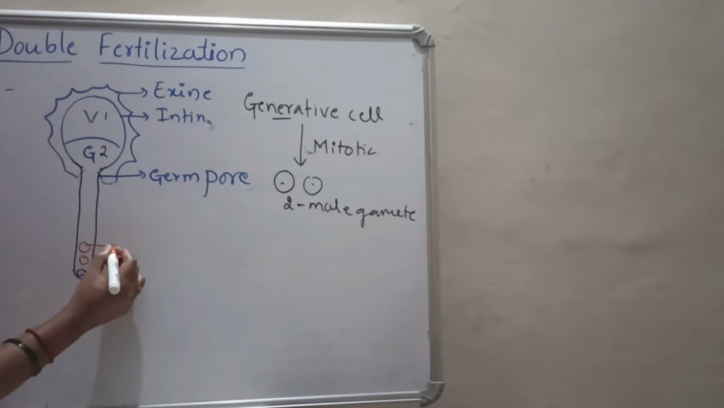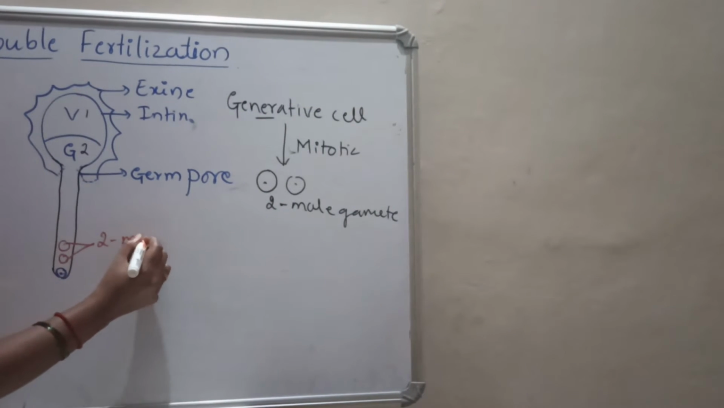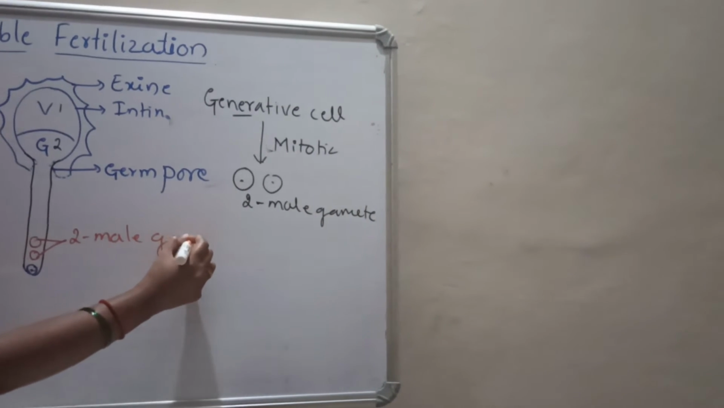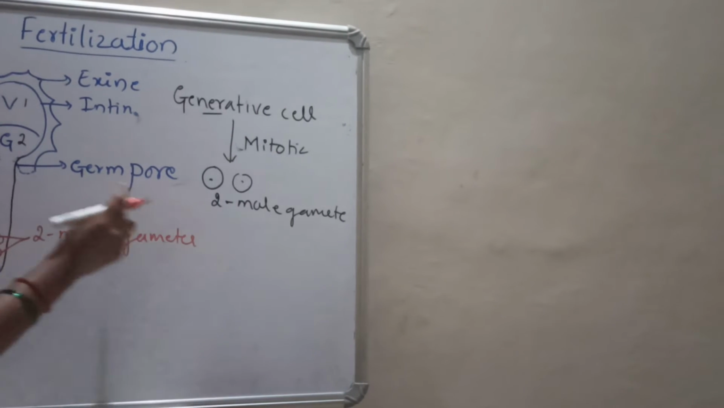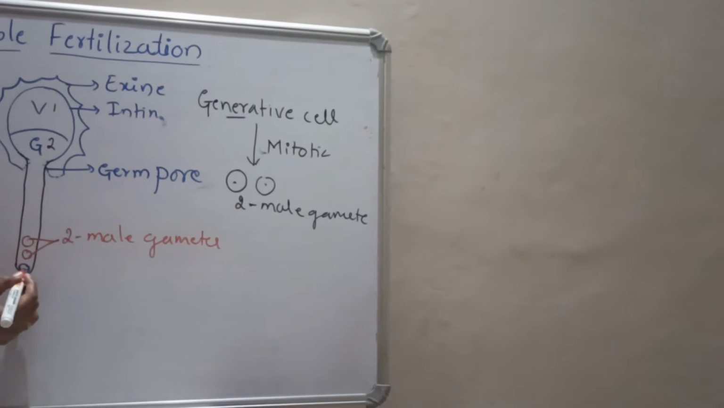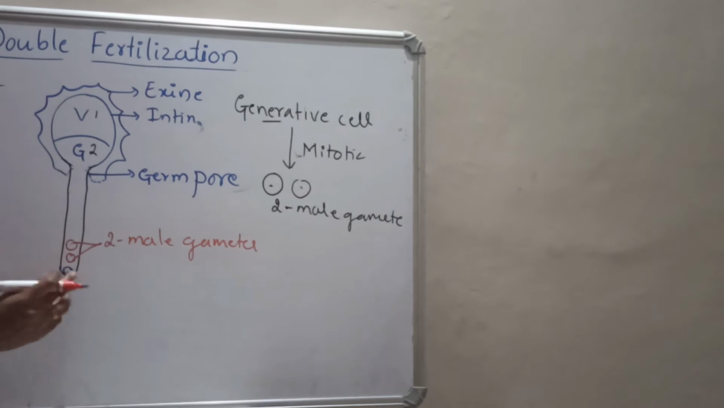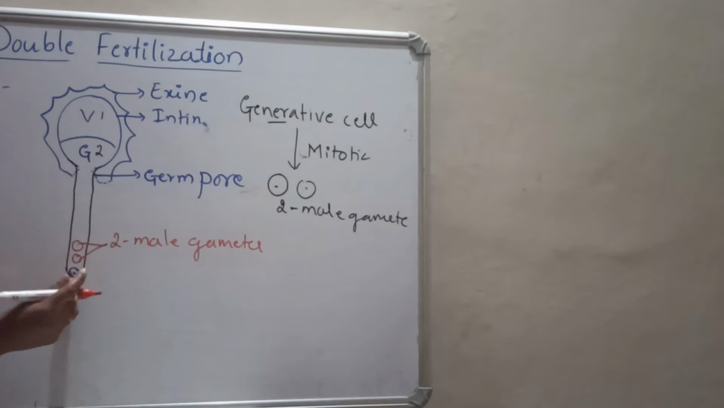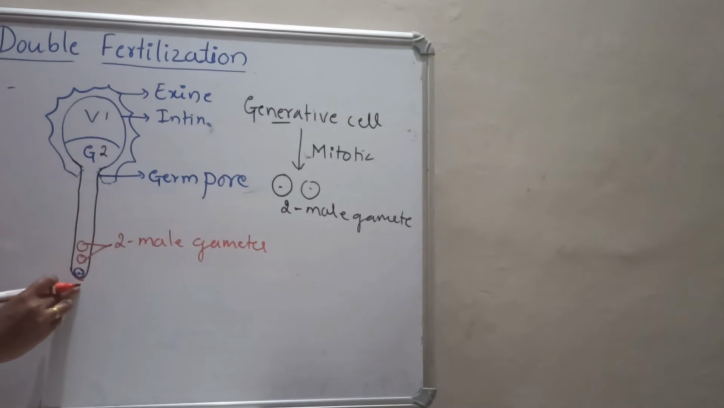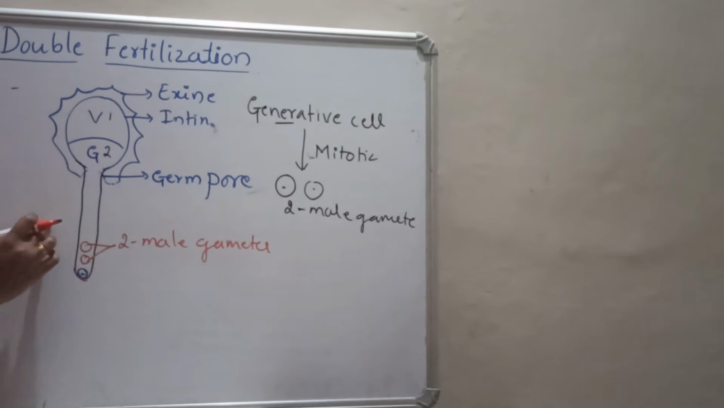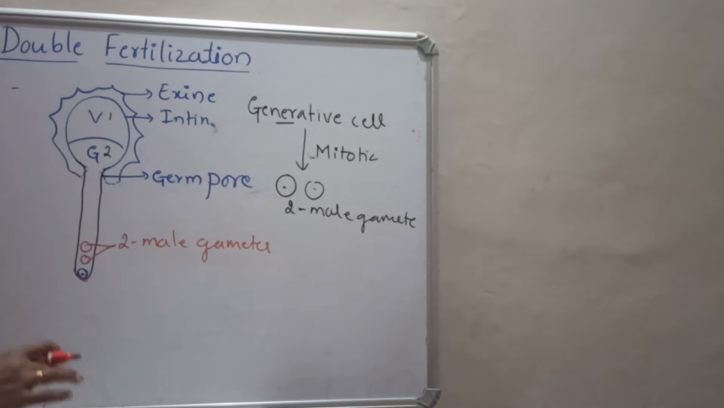These are the two male gametes. They are formed by the generative cell, and the one vegetative or tube nucleus is present at the tip of that pollen tube. This is the pollen tube structure.